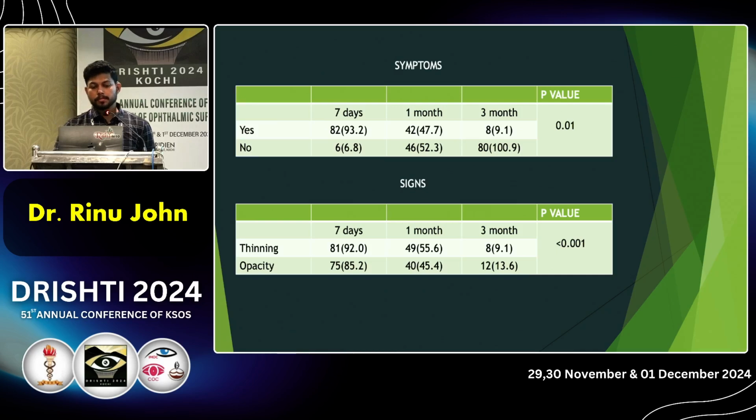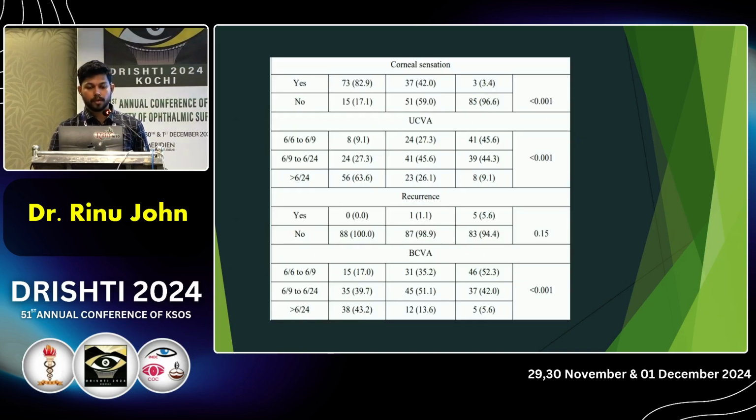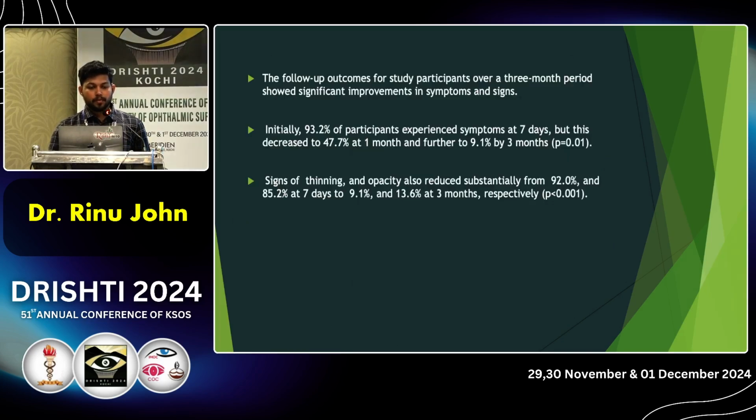So the symptoms we checked at 7 days, 1 month, and 3 months showed a p-value of 0.01, and signs a p-value of less than 0.01. The follow-up outcome for study participants over a 3-month period showed significant improvements in symptoms and signs. Initially, 93.2% of participants experienced symptoms at 7 days, but this decreased to 47.7% at 1 month and further to 9.1% by 3 months. Signs of thinning and opacity also reduced substantially.